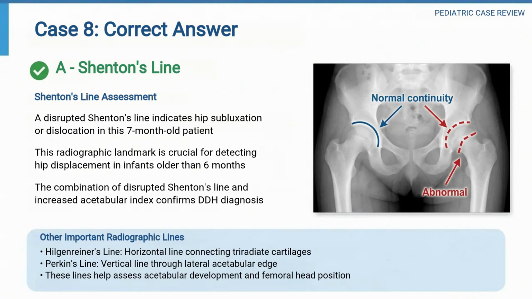The correct answer is A, Shenton's line. Shenton's line is a smooth, continuous arc formed between the inferior border of the femoral neck and the superior margin of the obturator foramen.